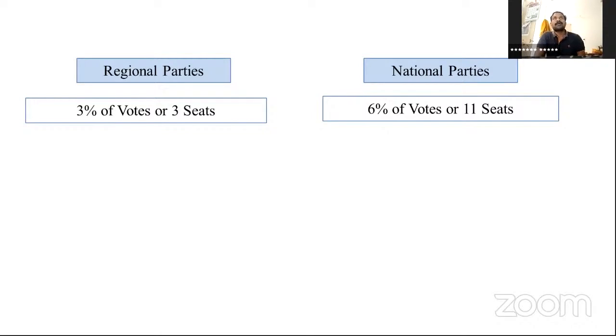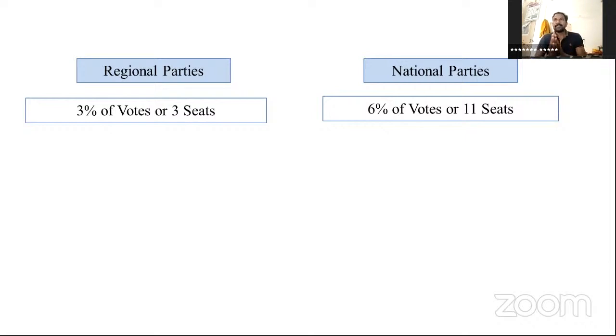In the same way, the national party. How can we define a national party? A national party means any political party that contests the election in a minimum of 4 states, and also has to get 6% of votes, or 11 seats of Lok Sabha seats. Lok Sabha seats, 11 seats.